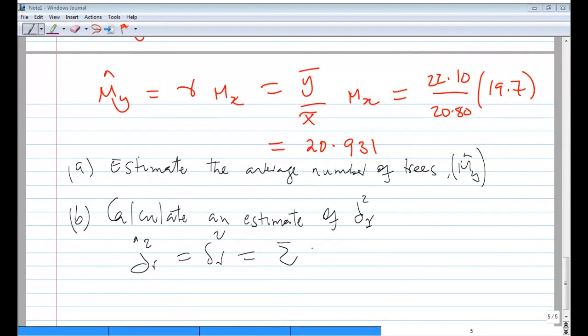Which is y_i minus r x_i. You still remember this formula? Then you square it, divide by n minus 1. Yes. So you use this formula. You know how to calculate it, isn't it? But in this case, it's given.